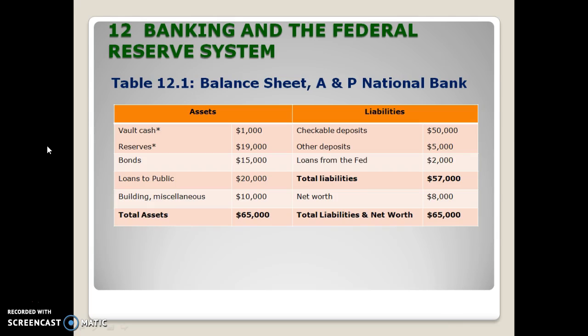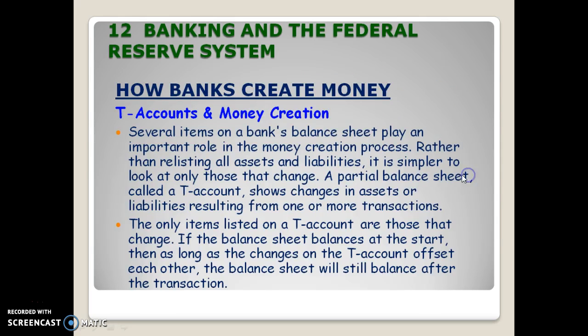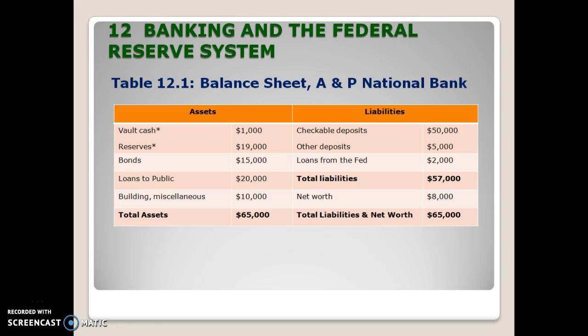Because when we look at what is liquid, you'll notice this stuff right here, checkable deposits, that's money that's been deposited in the bank. Loans from the Fed, these are things that the bank will own or owe later on. These are the things that banks own right here, these assets. And you'll notice that assets need to equal liabilities. That's very important to note.